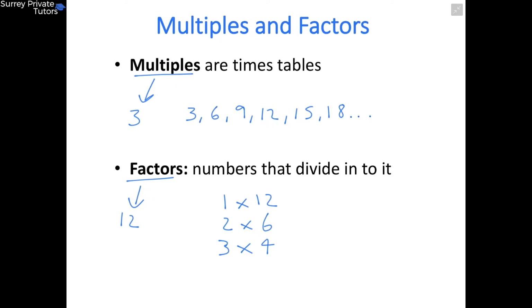So if you were going to list the factors of 12 individually, you could write them as 1, 2, 3, 4, 6, and 12.